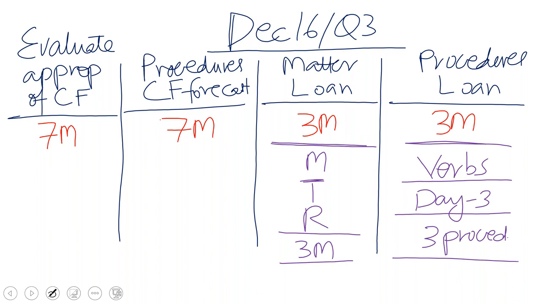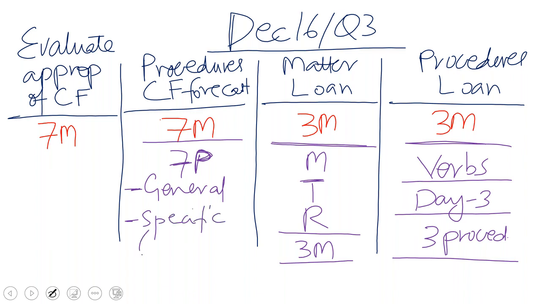The next question: how many procedures do I have to make on a cash flow forecast? 7 marks means 7 procedures. And procedures will focus on what? Journal. And procedures will focus on specific, and specific will focus on AP and inquiry. Is that true? And then I have to evaluate the appropriateness.